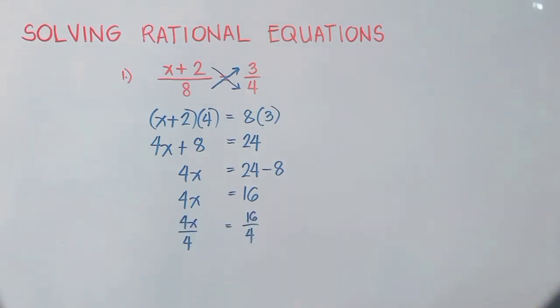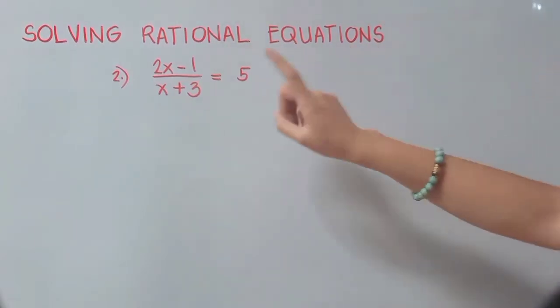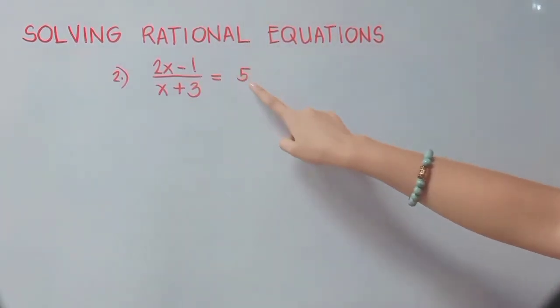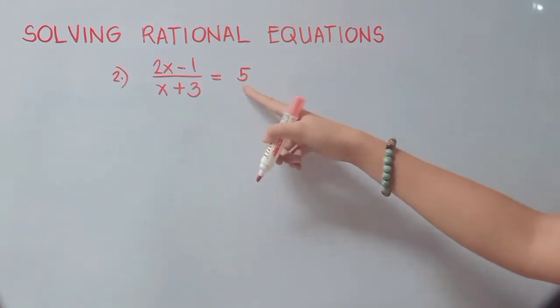So our final answer is 16 divided by 4 is 4. Let us now proceed to number 2. (2x - 1)/(x + 3) = 5. As you can see, we have a restriction here. We cannot have a solution of negative 3 because it will make our denominator 0, which is undefined.